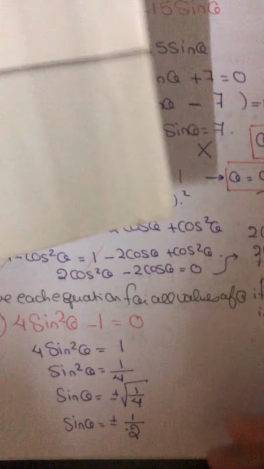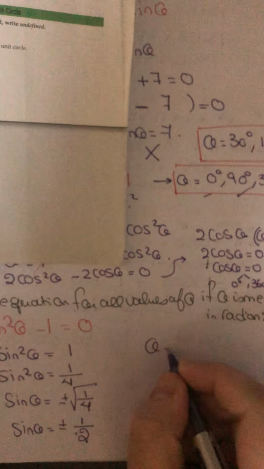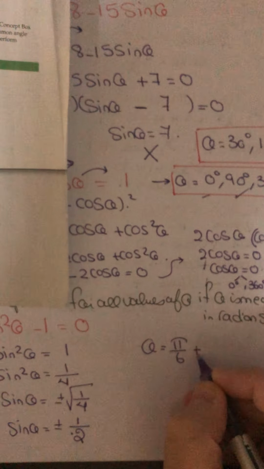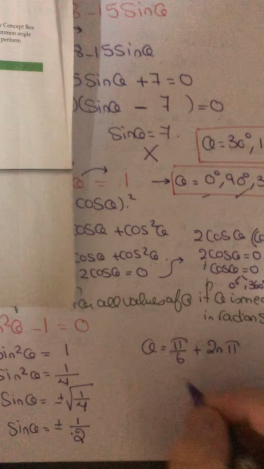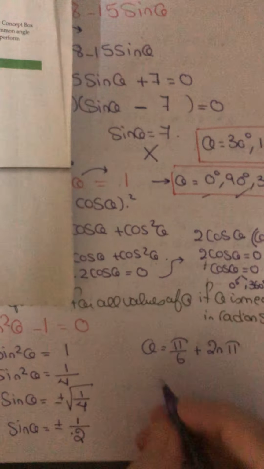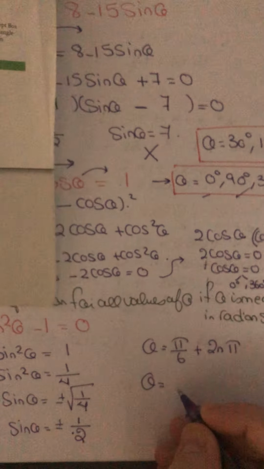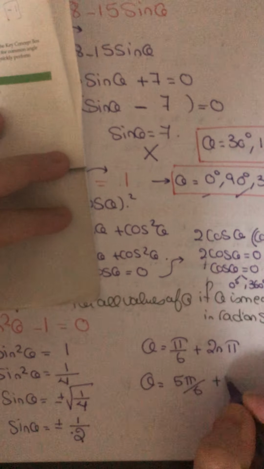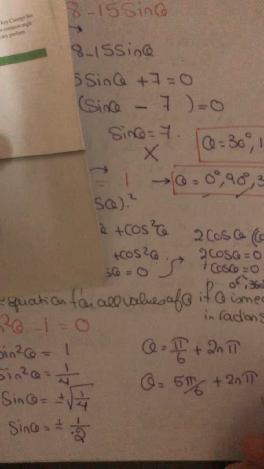Okay, so for now, my answers can be theta equals, as we said, the first one is pi over 6 plus 2n pi, means plus 2 pi or minus 2 pi or plus 4 pi or minus 4 pi. I will keep getting a sine that's a positive half, and theta can equal 5 pi over 6 plus 2n pi.